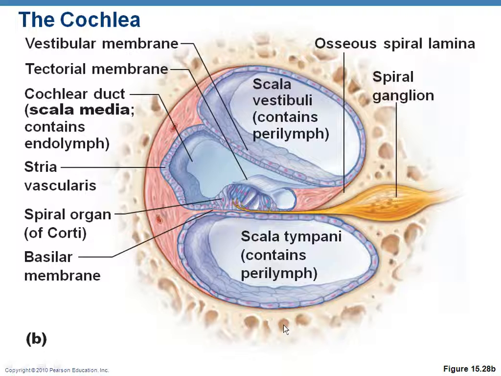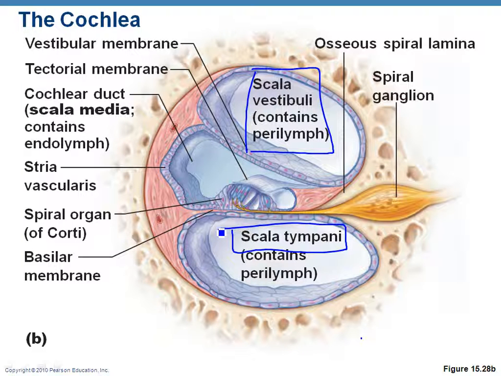Okay, here we go. So we have the scala vestibuli, and then we have the scala tympani, let me get it right, and then we have the scala media. So these are 3 compartments within the cochlea. This is just a sectioning of the entire cochlea.